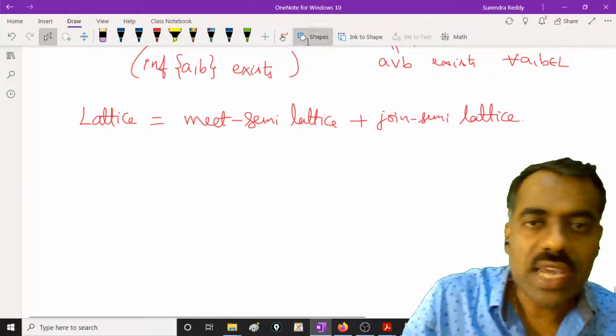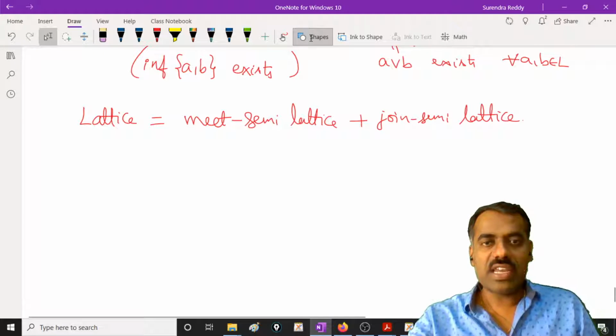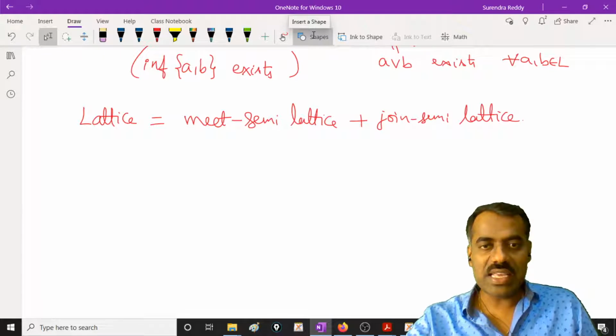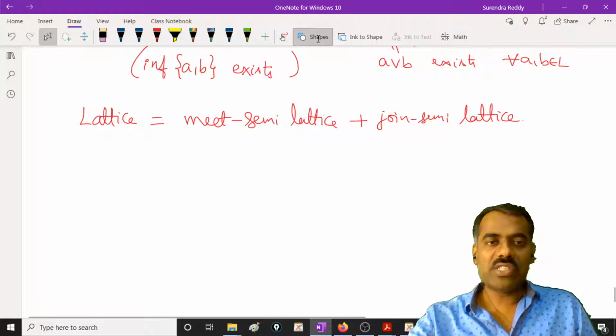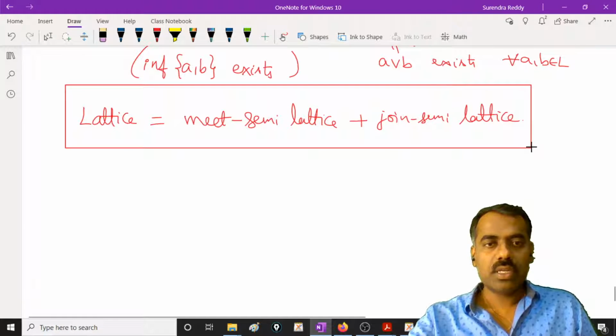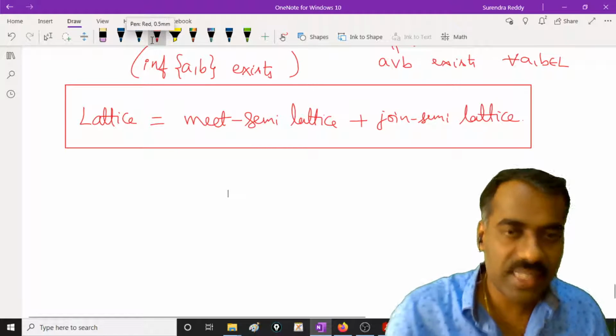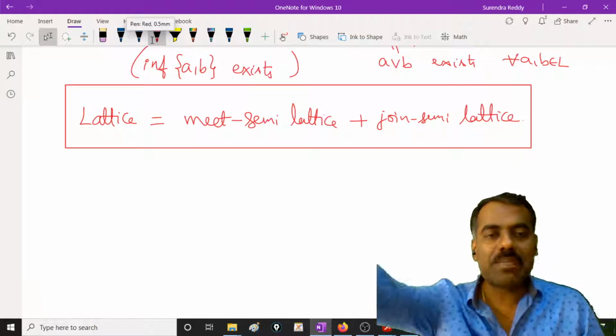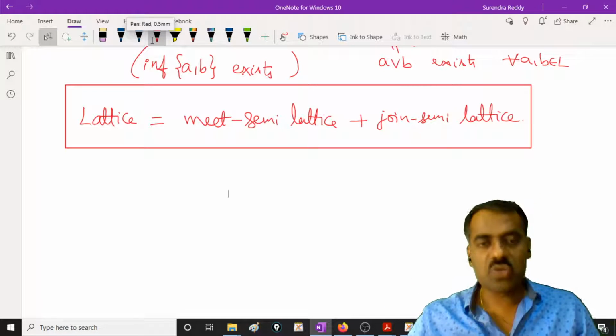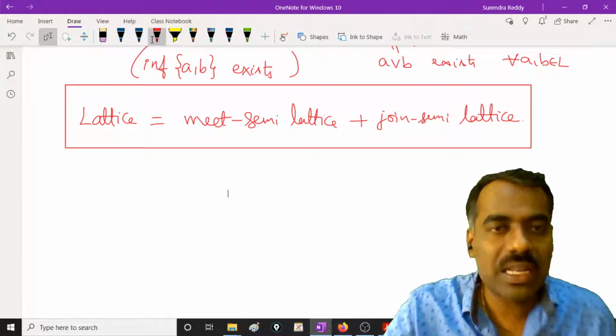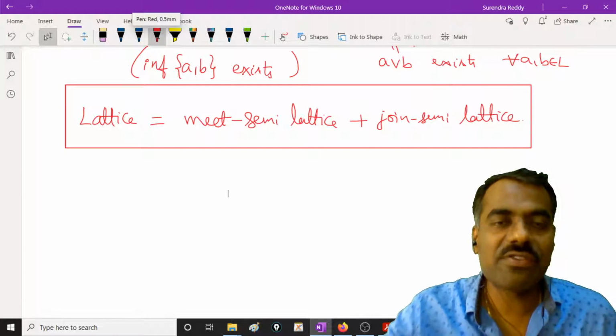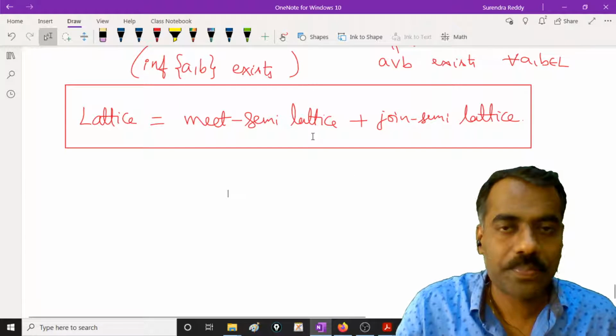So you can also define in this way, that if you define first the semi-lattices, then a poset is said to be a lattice if it is both meet semi-lattice as well as joint semi-lattice. Is this clear? That means sometimes this meet semi-lattice may also be useful. Sometimes joint semi-lattice may also be useful, because it is somewhat better than just a poset, right?